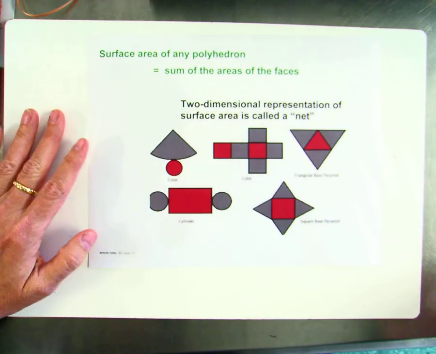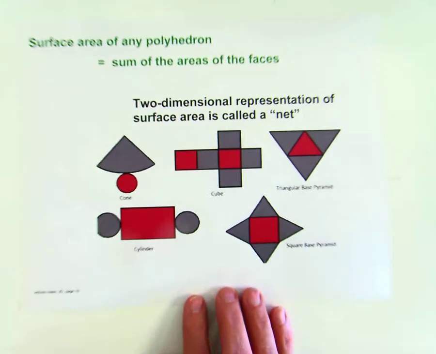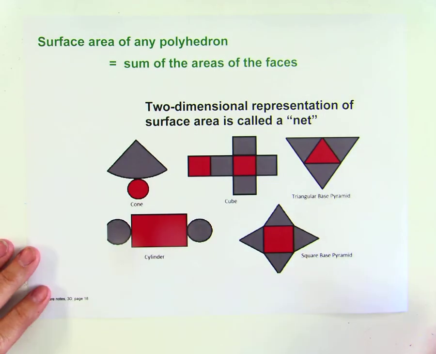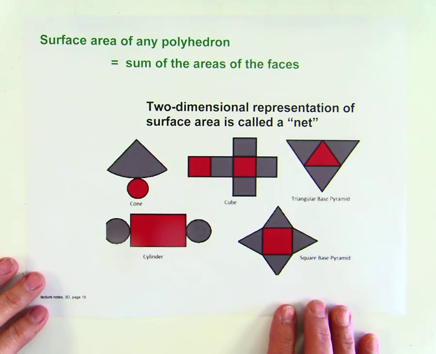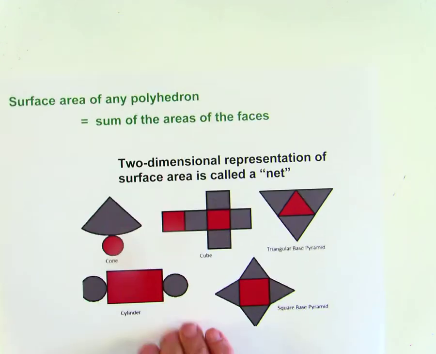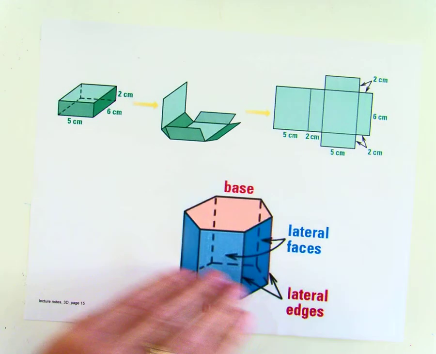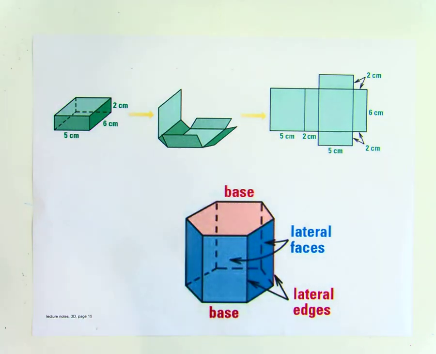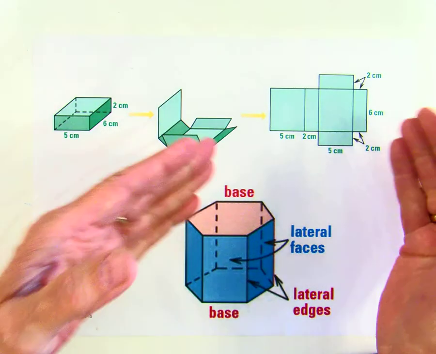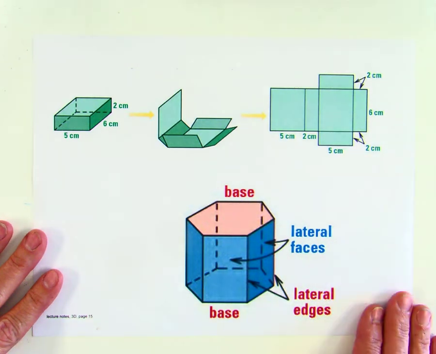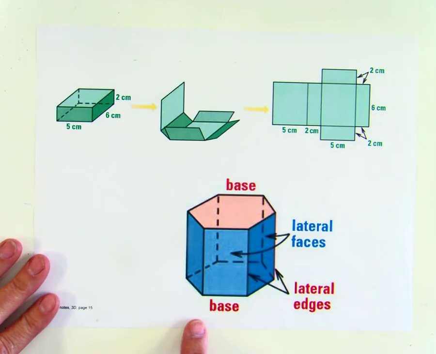Here are the nets for some other polyhedra and other shapes. So a 2-dimensional representation of the surface area of a solid is called a net. Here's some more information on that. Here's a box, a rectangular prism, that's laid out. You see it opening. You can do the individual rectangles to find the area.